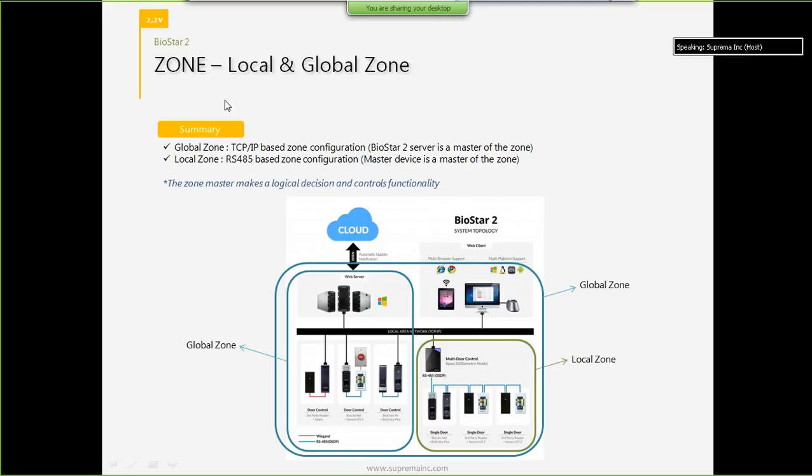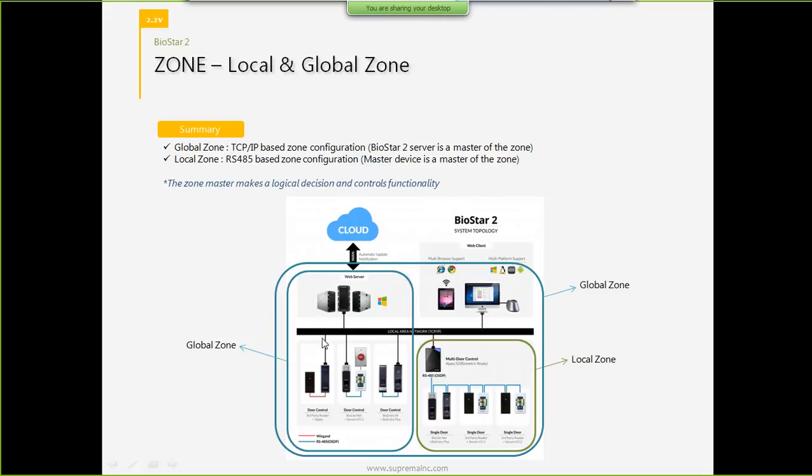Now in the zone, we have 2 big concepts, which is a local zone. A local zone means a zone created only with devices connected through the RS-485. In this case, the master device will be the master device for the zone, which will do all the judgment. And all the slave devices here will work as the zone is set. Now for the global zone, the big difference is the BioStar 2 server is the master of the zone.